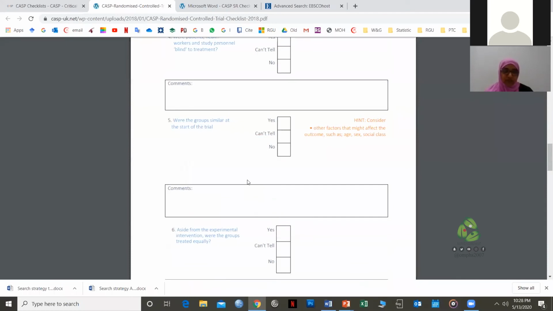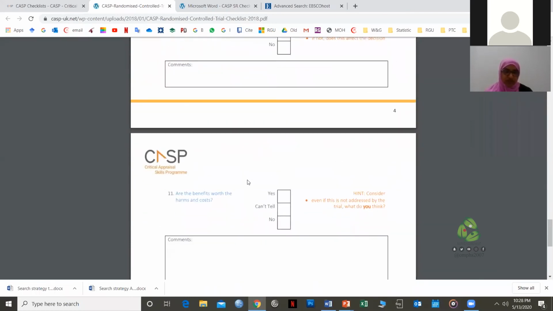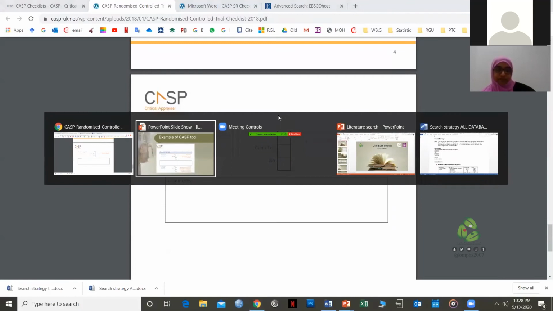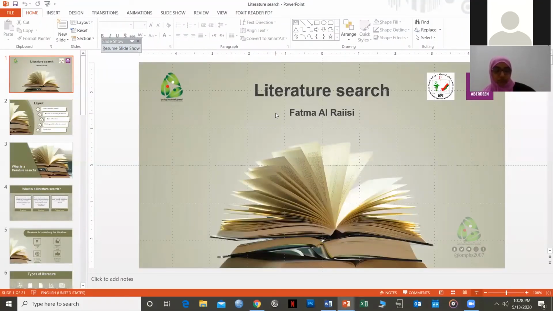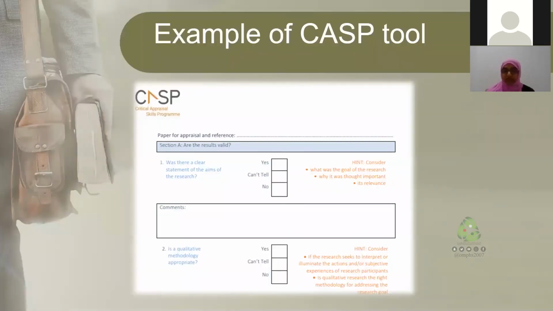So as you answer all these questions, I think in the quality randomized, there are 11 questions. Once you answer these, by default, if most of your answers are yes, then the quality of this paper is good. But if most of the answers are can't tell and no, then the quality of the paper is poor. Okay. So these are one of the tools.